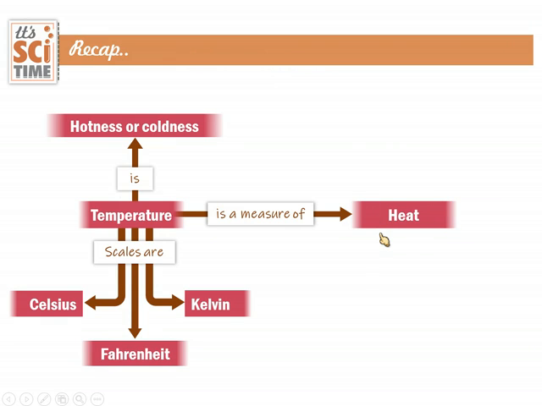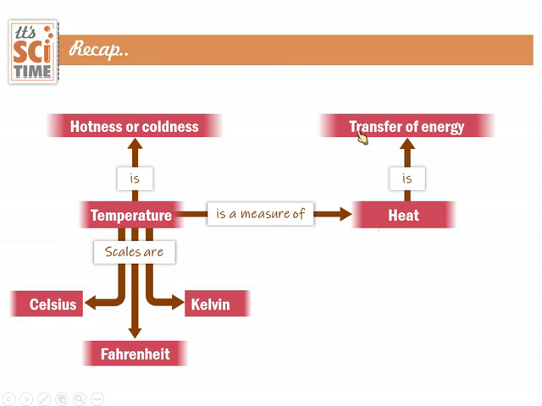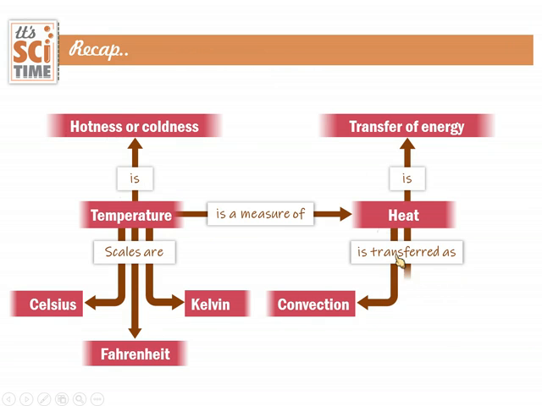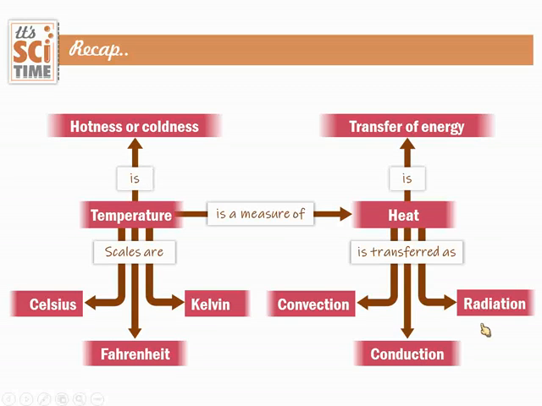Then about heat, what can we learn? Temperature is defined as hotness or coldness, but heat is an energy. Actually, heat is the transfer of energy. Heat transfer, or passing heat from one material to another, occurs in three ways: convection, conduction, and radiation. Not today, but in the near future we will learn about these heat transfer methods as well. Right, this is the recap of the lesson.